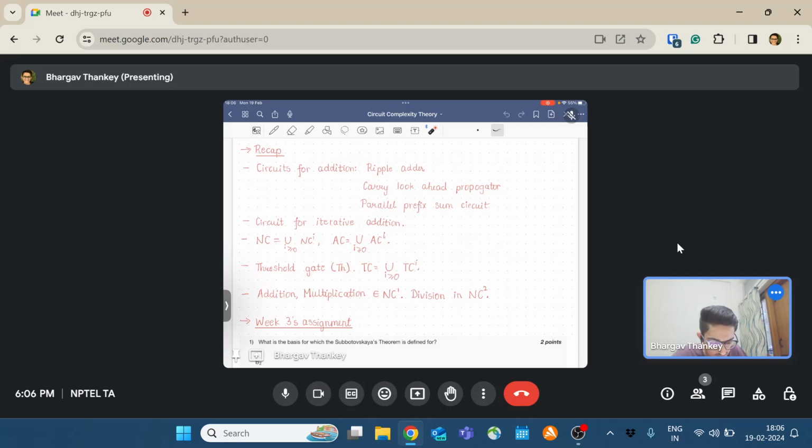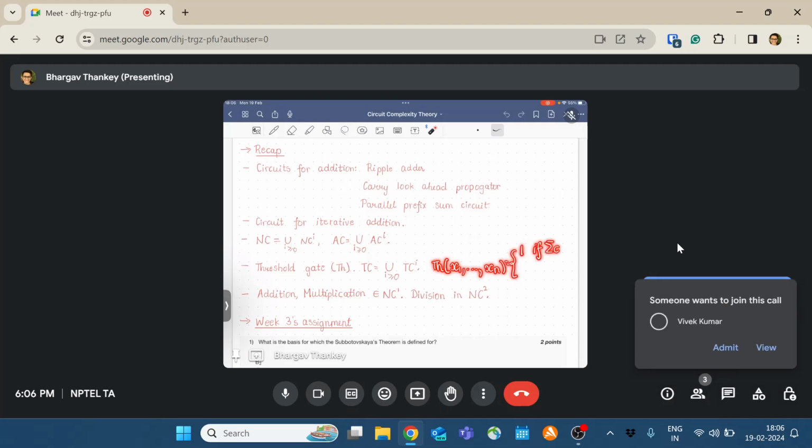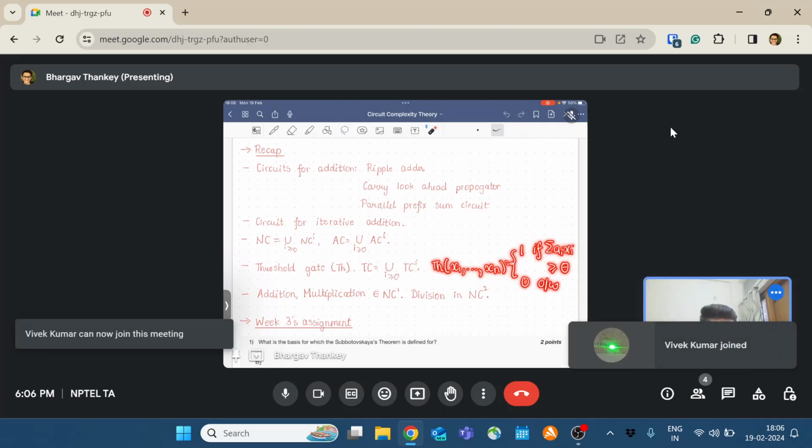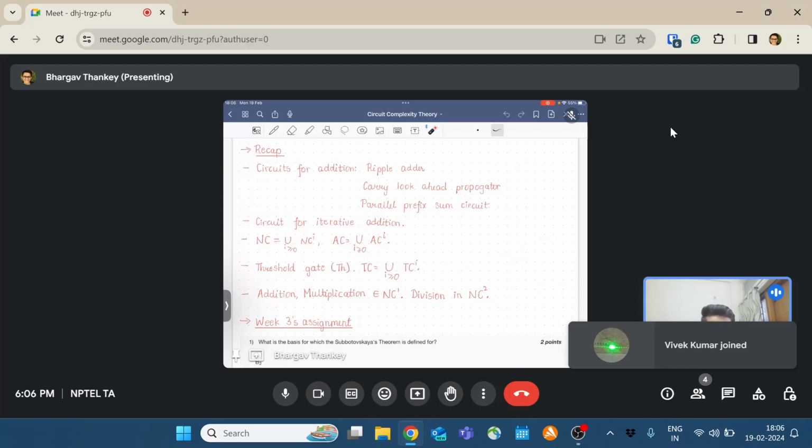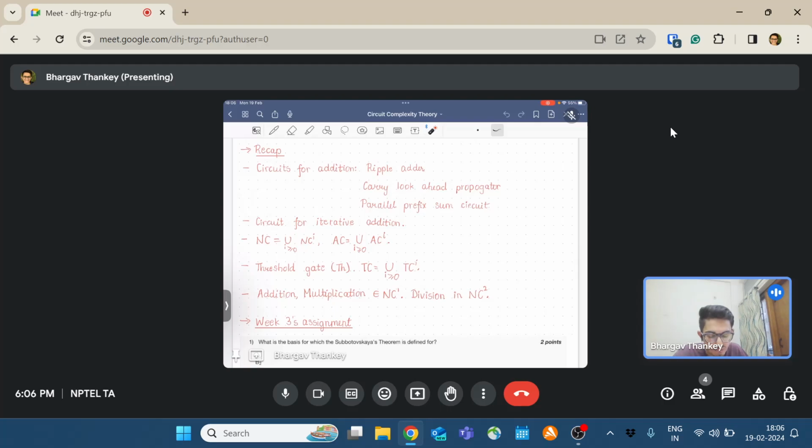So what's the threshold gate? It takes inputs x1 to xn, and it is 1 if the sum over a_i x_i is greater than or equal to some theta, and 0 otherwise. Yeah, so this is what a threshold gate is. And TC^i is just like NC^i and AC^i. It's the class of all circuits made solely up of threshold gates, such that the size is poly n and the depth is again order log n to the i.